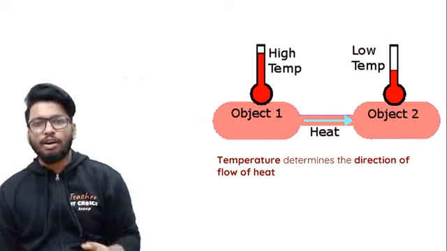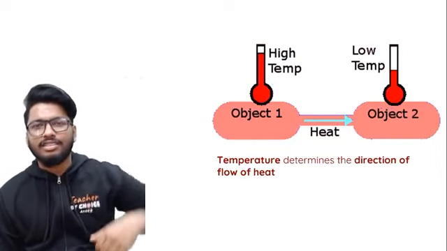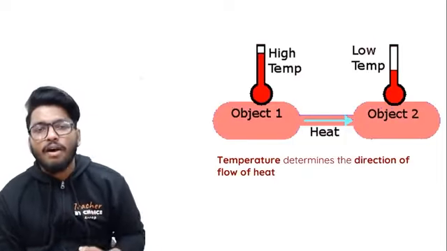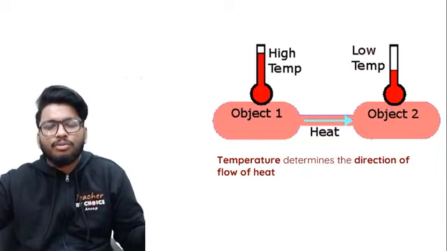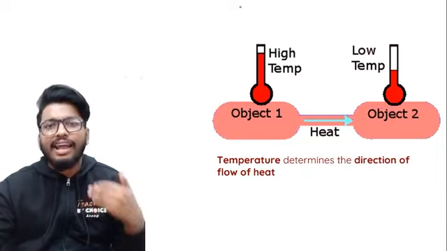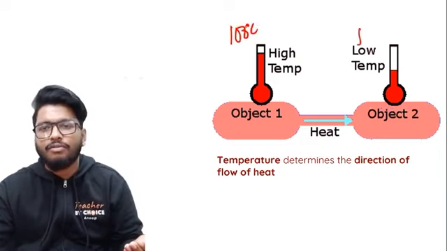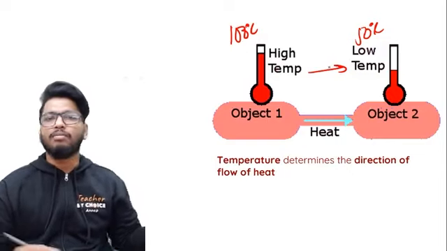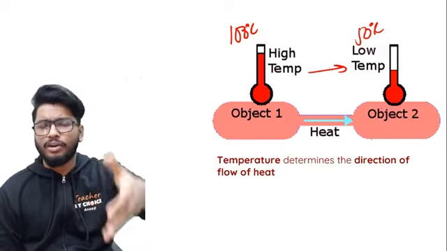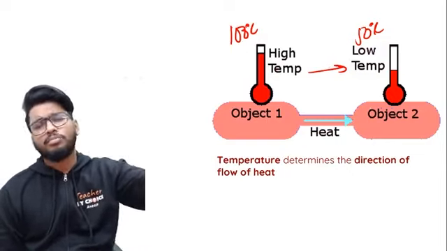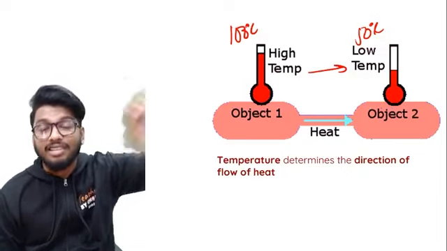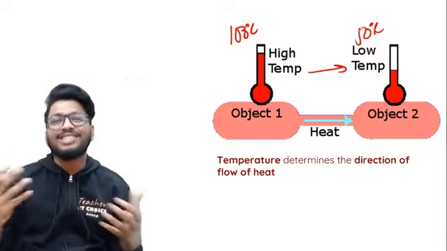For example, let's say an object has a temperature of 100 degrees Celsius. There's another object with 50 degrees Celsius. How do you think the heat is going to flow? From 100 to 50 is what's going to happen, not from 50 to 100. It will flow from 100 degrees Celsius to 50 degrees Celsius itself. Why? Because heat always flows from high energy to low energy, in other words, from a hot object to a cold object. So temperature tells you how hot an object is or how cold an object is. That is what it tells you.